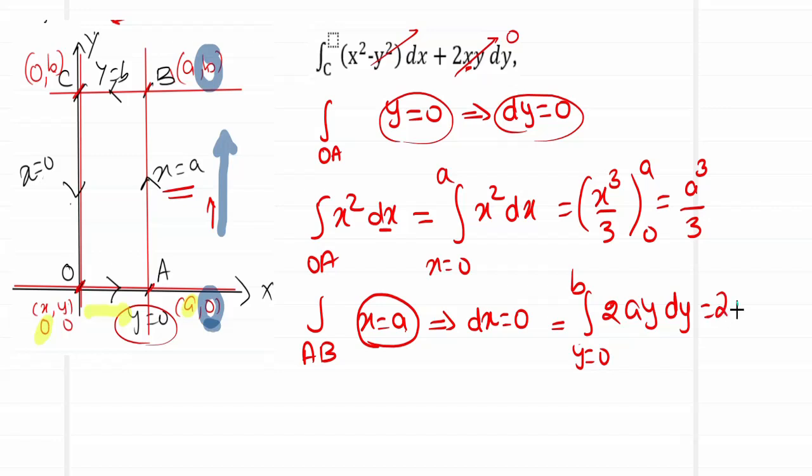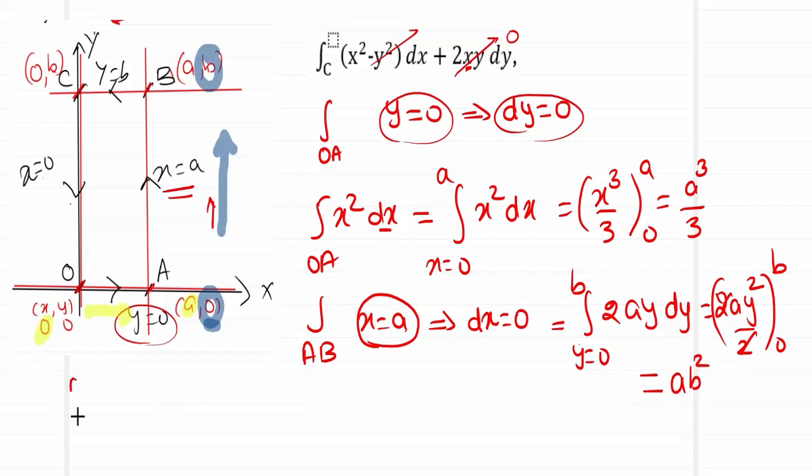So now this gives me 2a is a constant. Y on integration is y square divided by 2. When you apply the limit, 2 cancels off between 0 to b. The answer for it will be equal to a into b square. This is my value along the line AB.